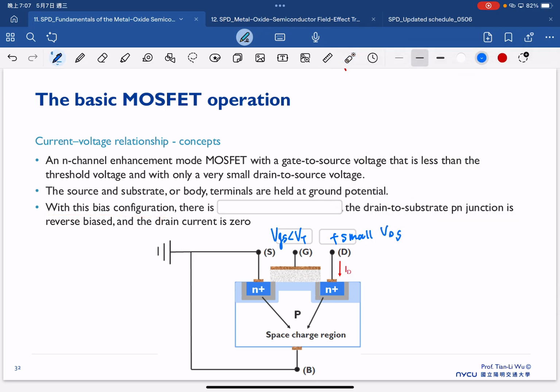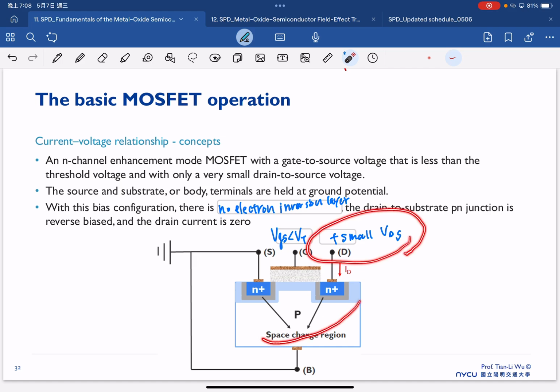There is no electron inversion layer because at this moment we bias Vg smaller than Vt, so for sure there won't be any electrons in the channel. But there's one particular thing I have to mention: we apply a small VDS, so think about this PN junction.